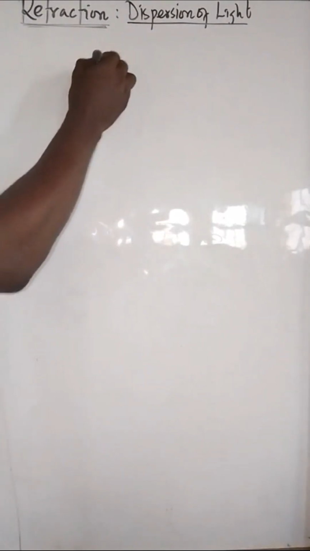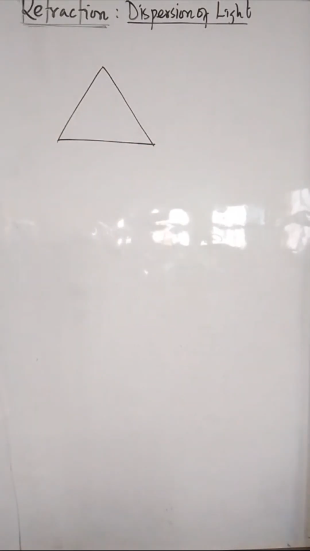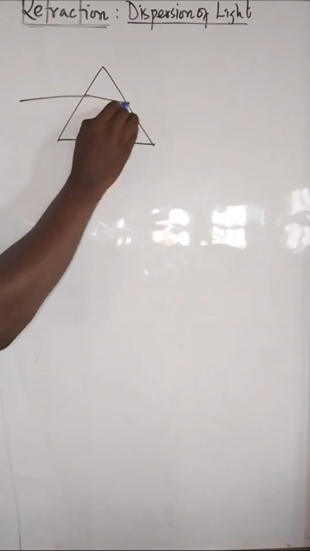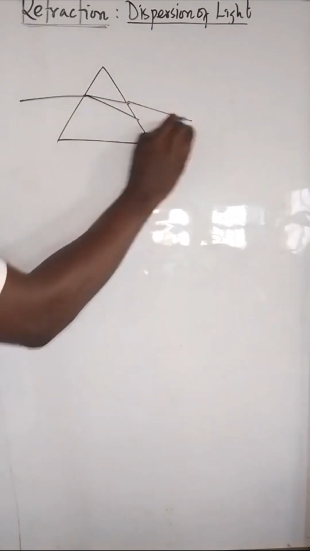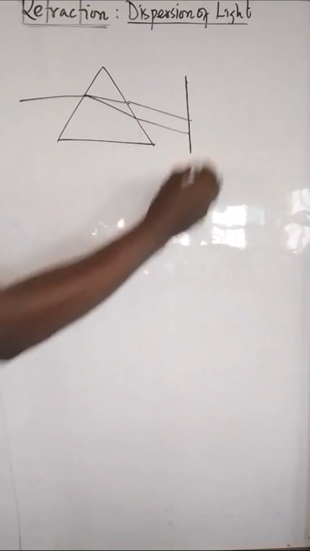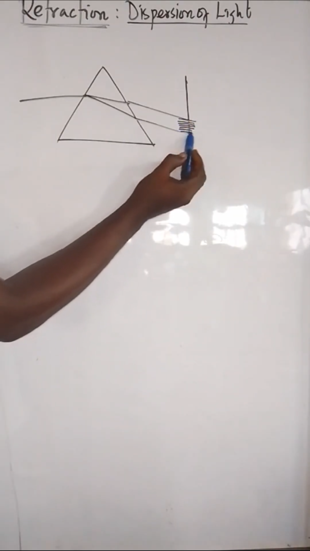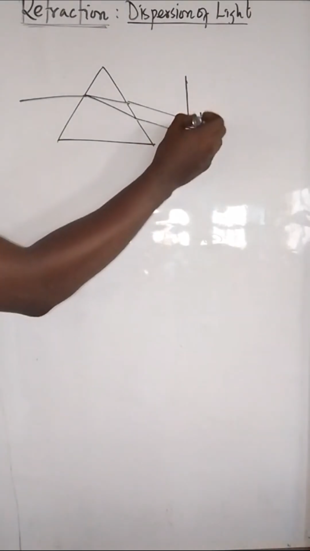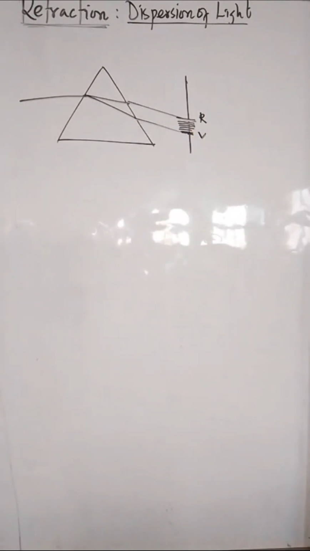For example, suppose this is a triangular prism. When white light falls on it, what happens? We have something like this. And if they are caught on a screen, we notice that we have what we call a spectrum. We call it an impure spectrum. The uppermost here looks reddish, while this place is a bit violet. But this is what we call an impure spectrum.